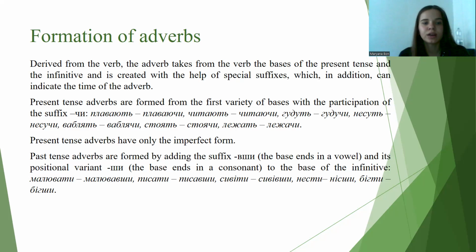Past tense adverbs are formed by adding the suffix «ши» if the base ends in a vowel, and its positional variant «ши» if the base ends in a consonant. From the base of the infinitive: малювати — малювавши, писати — писавши, совіти — совівши, нести — нісши, бігти — бігши.